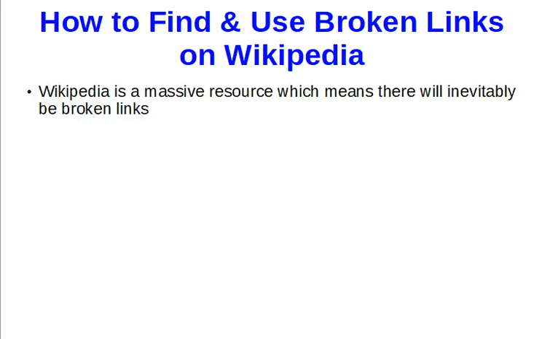Hi, in this video I'm going to talk about how to find and use broken links on Wikipedia, and as you almost certainly know, Wikipedia is a massive resource, which means there'll inevitably be broken links. Links come and go on the web all the time. Sometimes it's just a simple page change because someone's changed the structure of the site. Other times they don't renew the domain. Sometimes, like Microsoft and a few others, they forget to renew the domain and they get publicly humiliated for it. Lots and lots of different things.